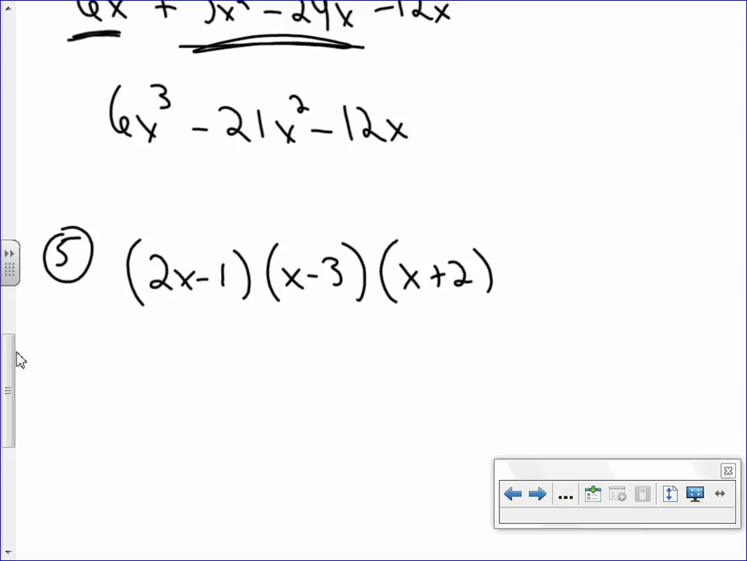Okay? Here's an expression: 2x minus 1, x minus 3, x plus 2. I want somebody to pick a nice x value for me, not super weird. Okay, 3? So let's say x equals 3. When you type this into your calculator, everywhere it says an x, I want you to put a 3. So it's going to say 2 times 3 minus 1.